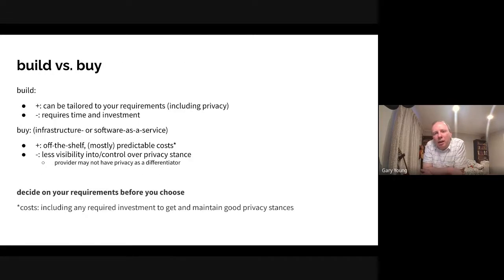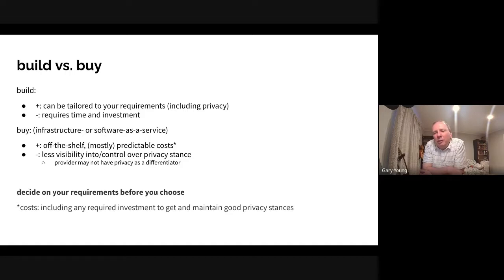So often in the industry, we end up making these decisions between building versus buying infrastructure. If you build your own infrastructure, you can tailor it specifically to your requirements, including your privacy requirements, but it may require more time and investment. When you're buying infrastructure or software as a service, you get stuff relatively off the shelf. It's usually pretty quick to deliver, has relatively predictable costs, but you have less visibility or control into the privacy state of things in many cases.